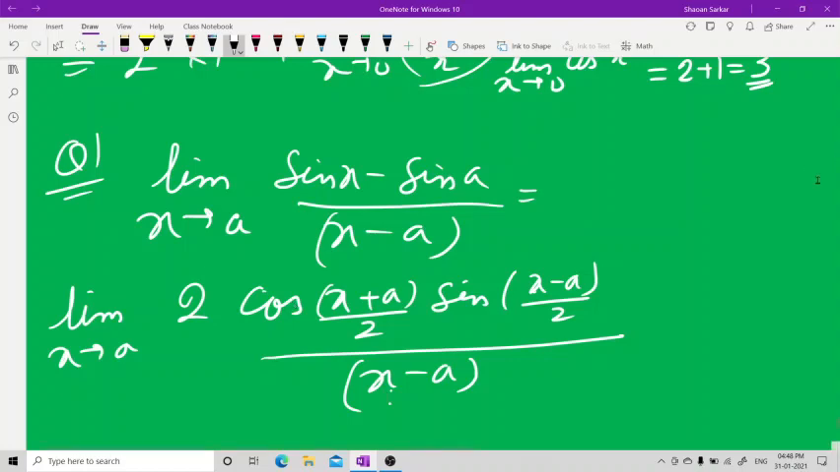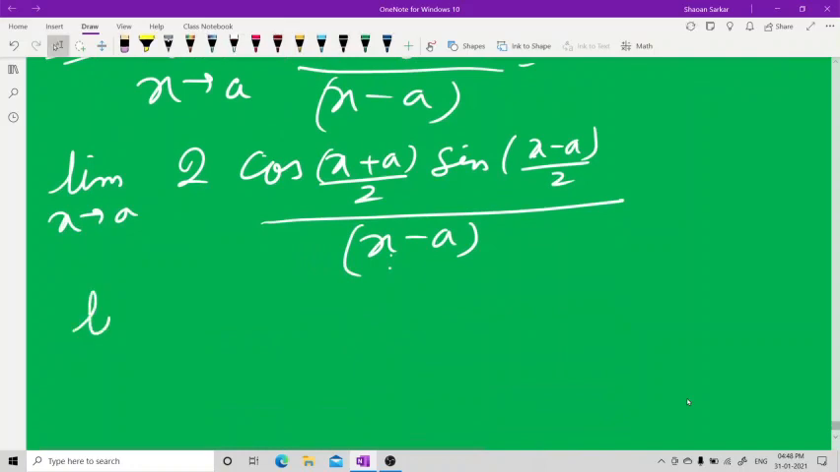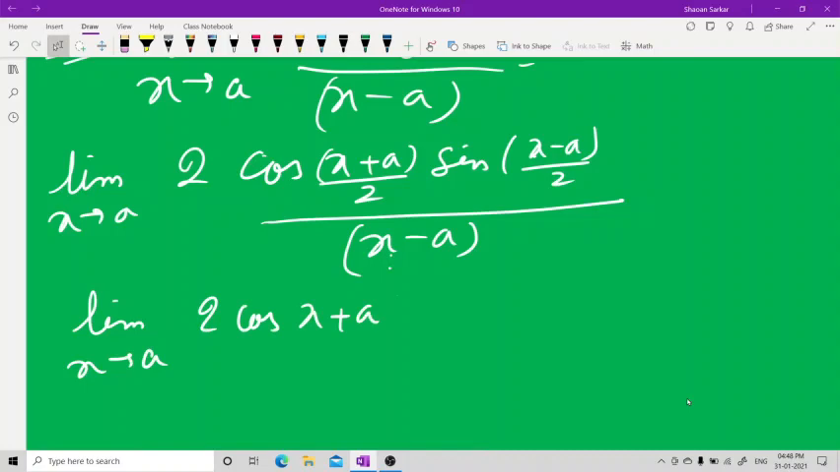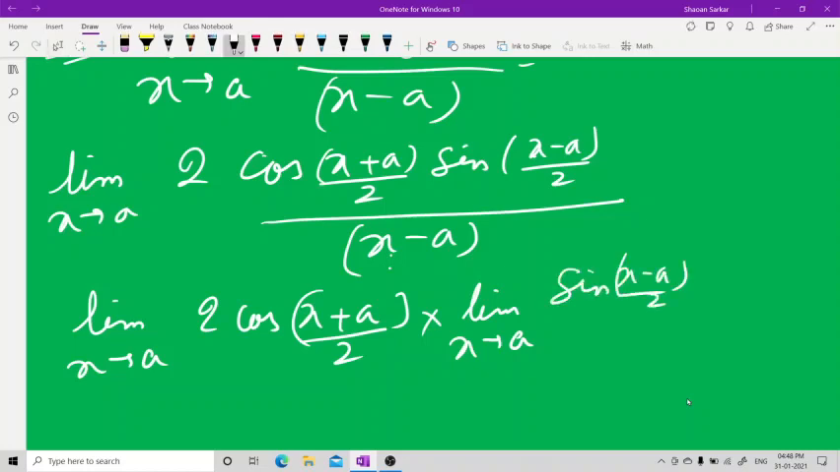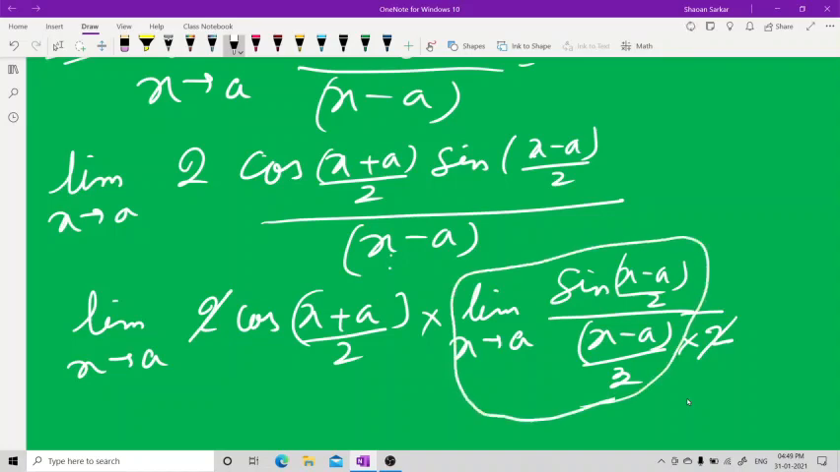So see one thing now here: limit x tending to a of 2 cos (x plus a) by 2 into limit x tending to a. Now you have sine (x minus a) by 2, but you have x minus a here. So what you do is divide by 2 and multiply here by 2, and this 2 and this 2 will cancel out each other. And this whole thing will become 1.